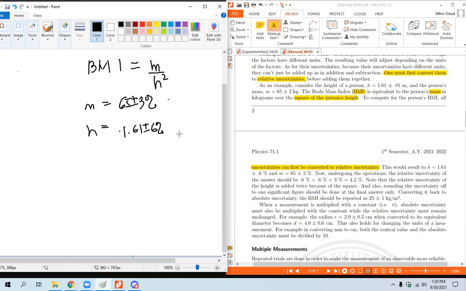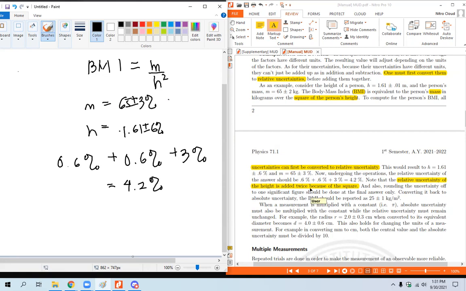Okay, so the next step after we determine the relative uncertainties is to add the relative uncertainties together. So note that the relative uncertainty of the height is added twice kasi squared siya daw. So the total uncertainty is 0.6% plus 0.6%, added it twice, plus 3% is equal to 4.2%. So next, after determining this, we now have the relative uncertainty of the BMI itself.